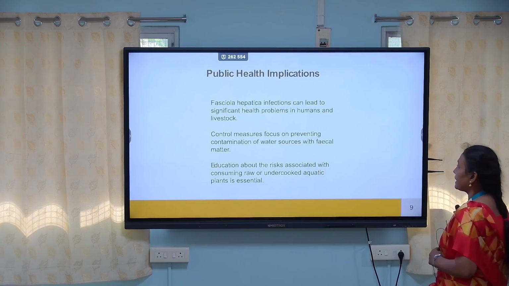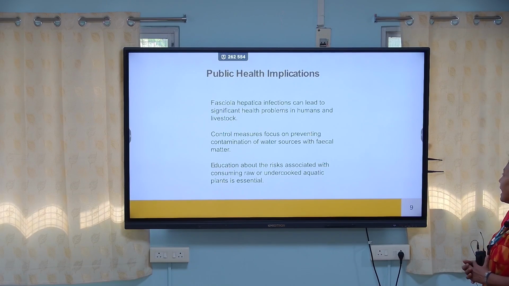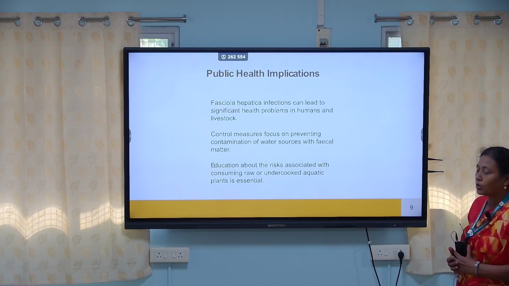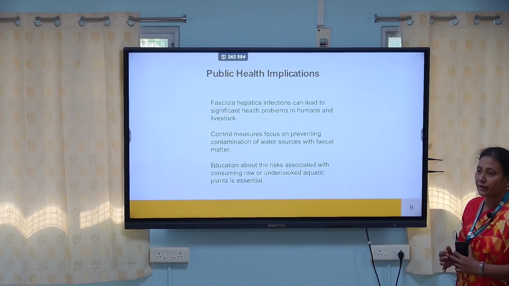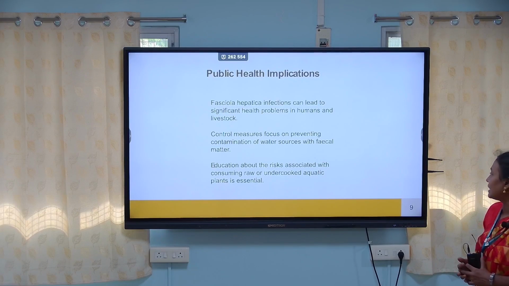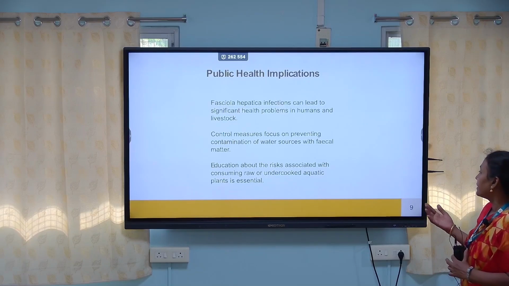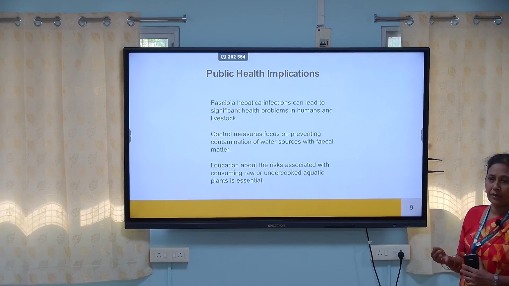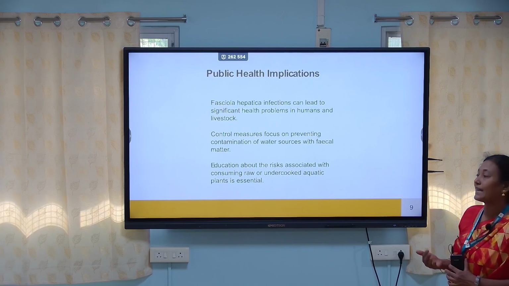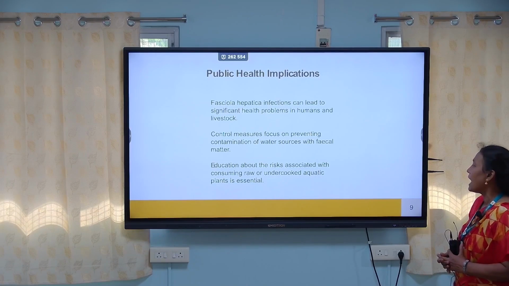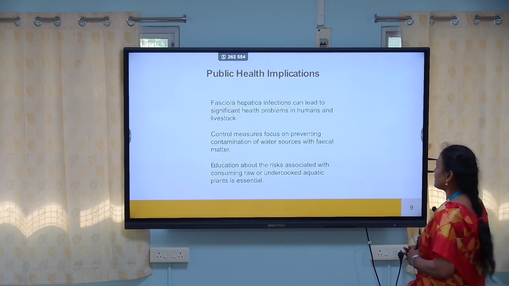We have some public health implications, because it can lead to significant health problems in humans and livestock. So we need control measures for prevention. We have to prevent the contamination of water sources with human feces, and we have to educate people regarding consuming raw meat. When we consume uncooked meat, there is a possibility of contamination with Fasciola hepatica, as well as from undercooked aquatic plants. We need to be more hygienic about these things.